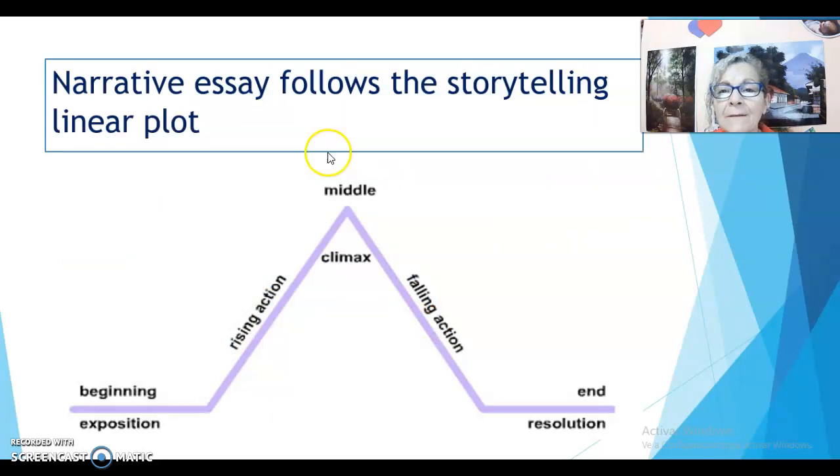The narrative essay follows the storytelling linear plot. And what is this? Here you can say the exposition, the rising action, then we have the climax, falling action, and the resolution. The beginning, the exposition, is the beginning. With the rising action, we go to the climax, that's the middle, falling action, and then we have the end of the story, or that's the resolution of your story.